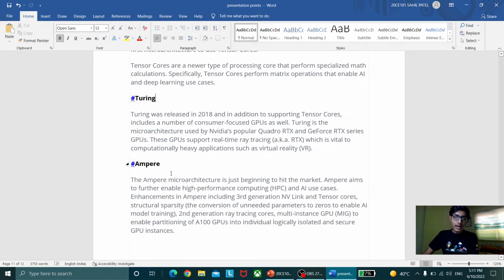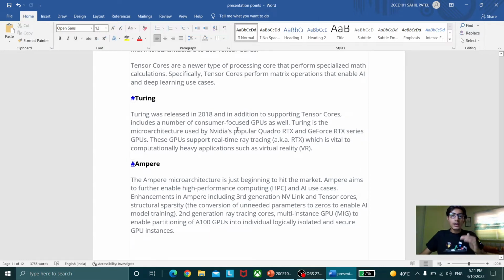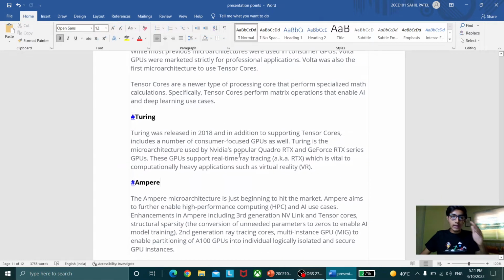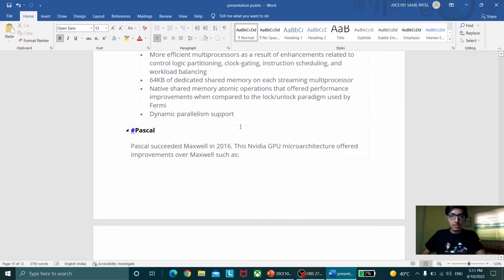Ampere architecture is beginning to hit the market. It is like touching the skies with its third generation NVLink. It powers the NVIDIA 3000 series and Titan series, which, as the name suggests, break all the records. So we can see the microarchitectures, the designs that came in NVIDIA, and how each shaped the next architecture, and how improvements came in the next architectures.